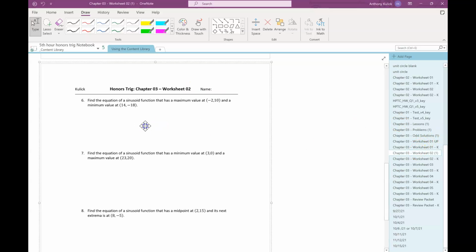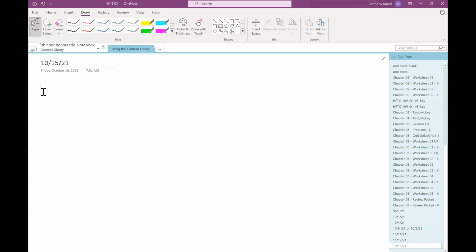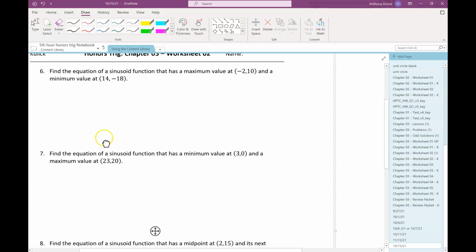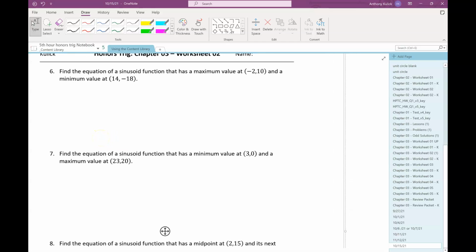So, worksheet 2, number 6. Sure, we can talk about that. What I would do first on a problem like this is sketch a little picture of what's going on. So I have negative 2, 10 up here. That's a maximum, it says. And then 14, negative 18 is down here. That's the minimum, it says.